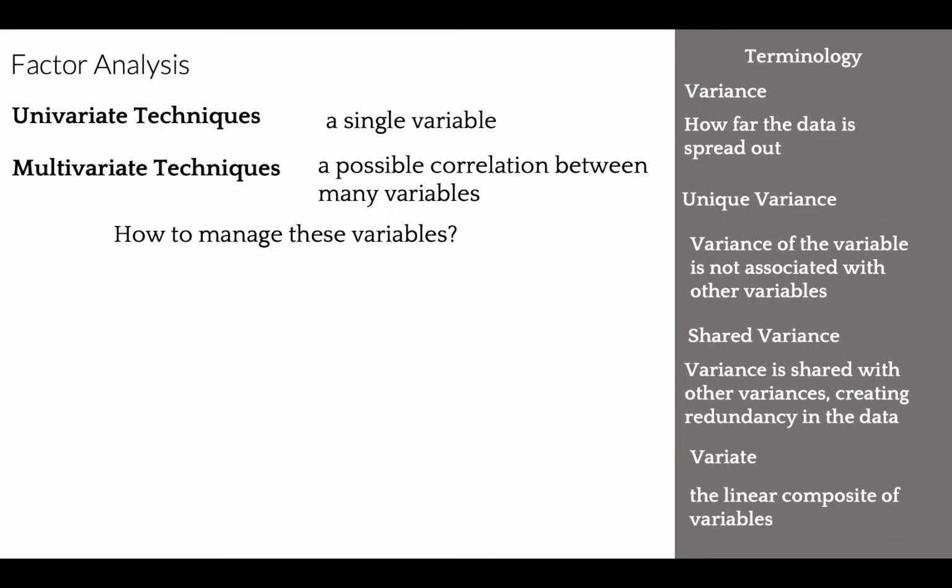When we deal with univariate techniques, they are limited to a single variable. But multivariate techniques can have tens or even thousands of variables. And as we add more and more variables, more of them will overlap. How to manage these variables?